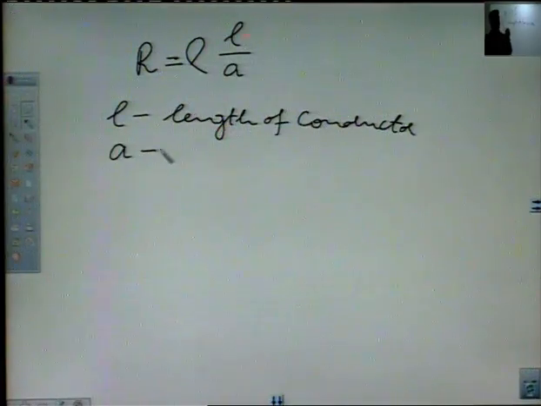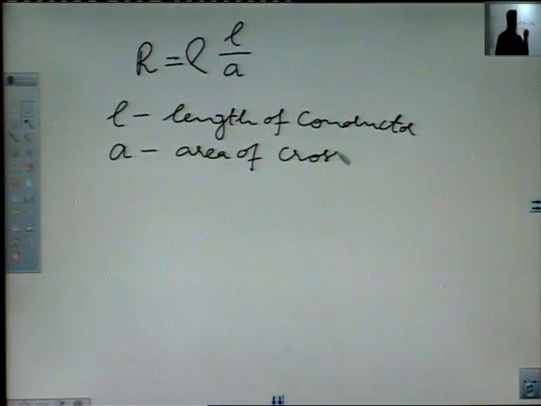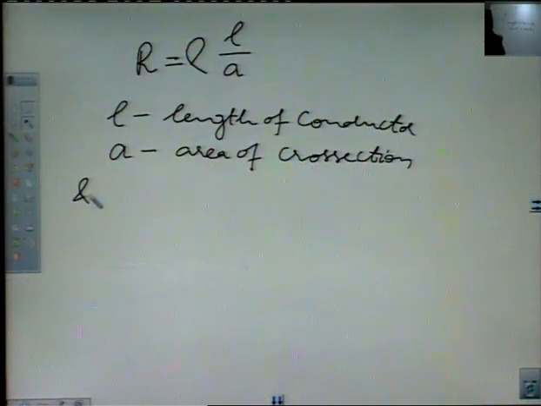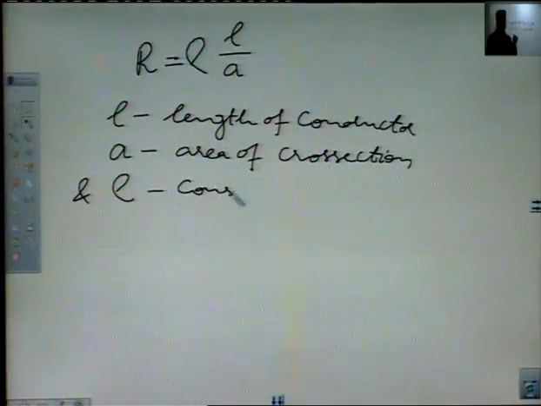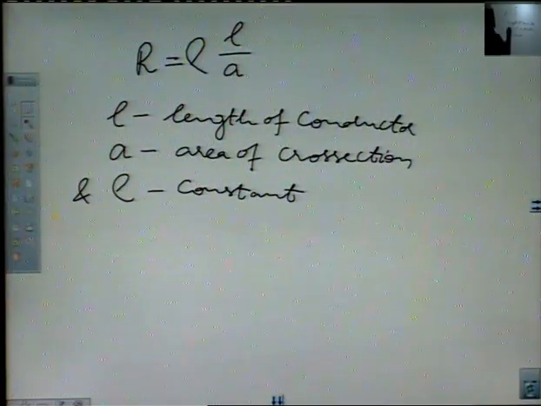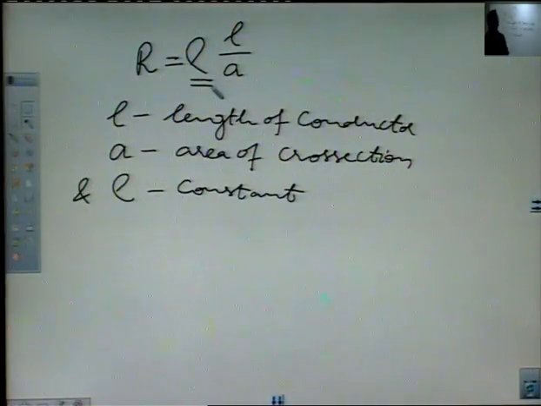A is area of cross section, and this rho is a constant and its value is decided by the nature of the material. So, nature of the material is taken into account by the constant rho, and this constant is called resistivity.